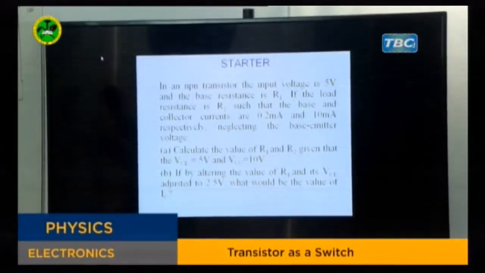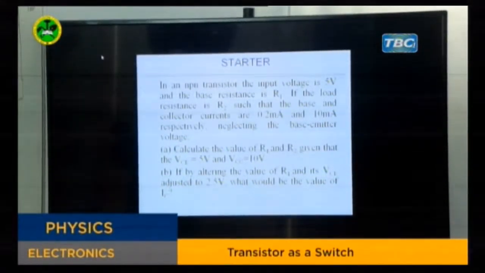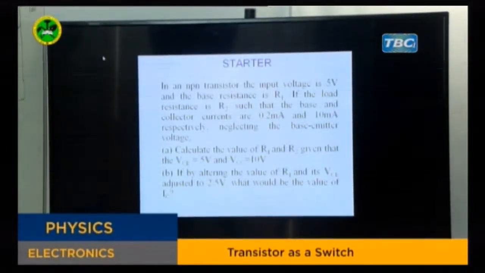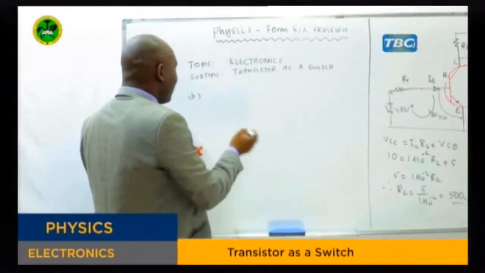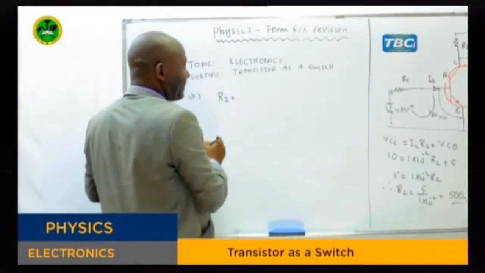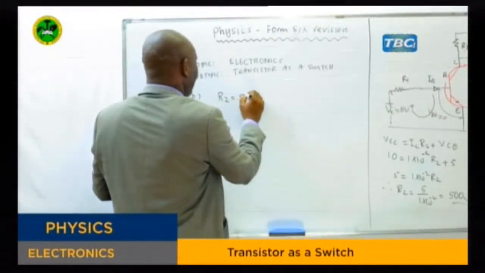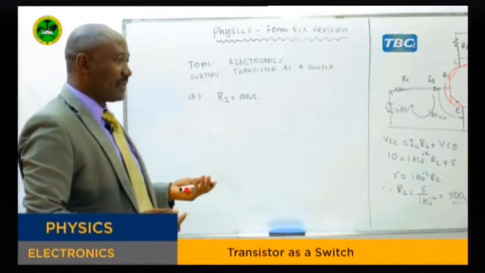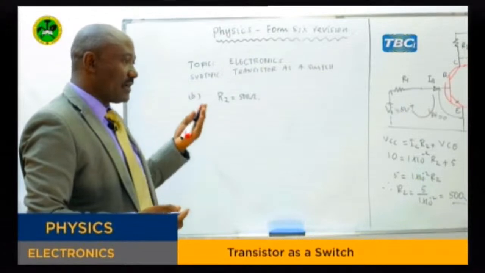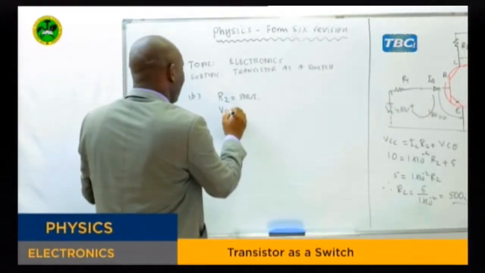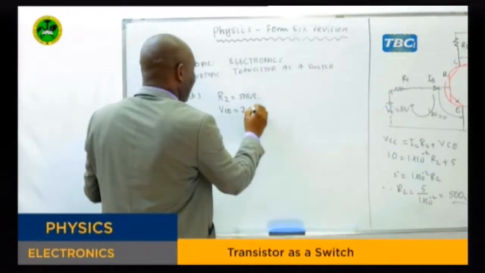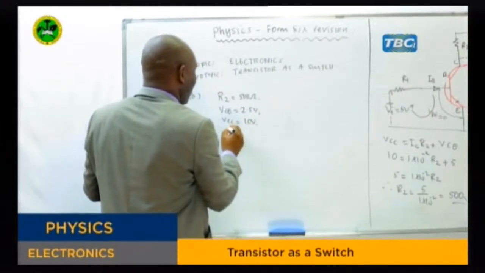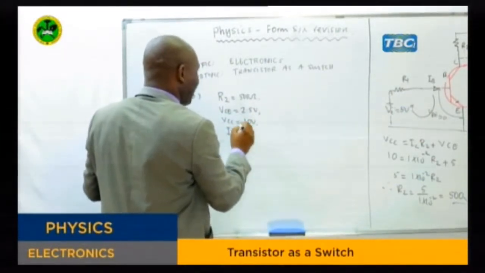if by changing the value of R1, its corresponding VCE changes and is adjusted to 2.5, what will be the value of IC? It means here the value of R2 is not changed. It remains as 500 ohms. The value of R which is changed is R1. By changing that, we are told VCE now changes to 2.5. In other words, the supply voltage remains the same as 10. And what will be now the collector current?